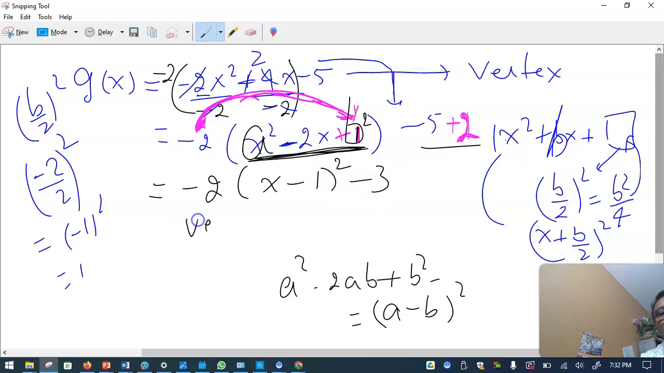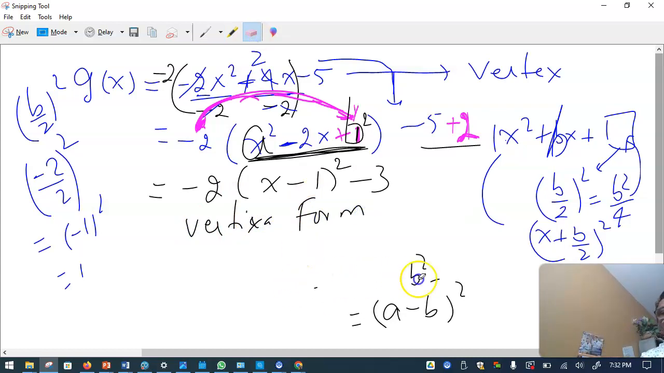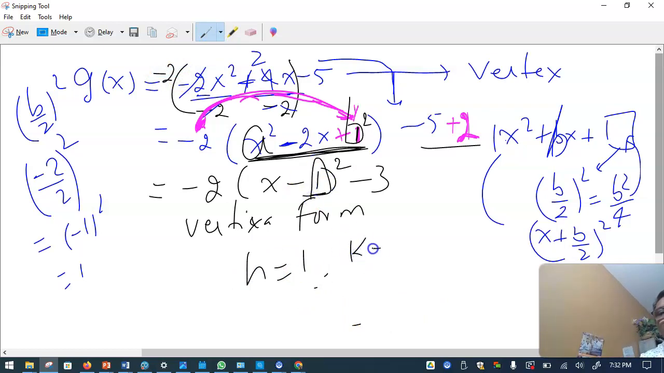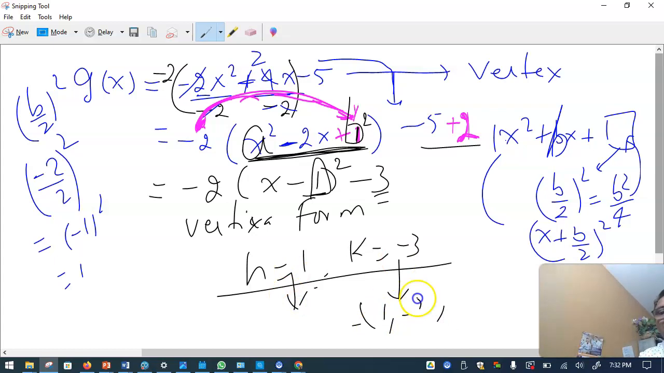And there you go. This is in the vertex form, where h is right here, which is 1, and k is the -3. And that's it. But the question is, can we figure out this 1 and -3 without completing the square? So the vertex is (1, -3).